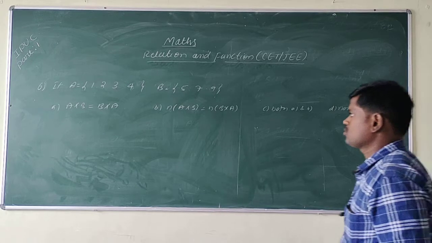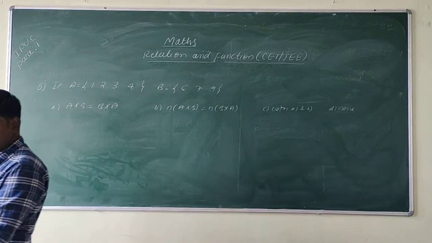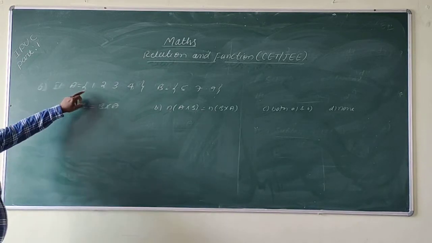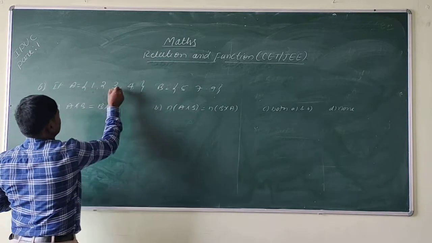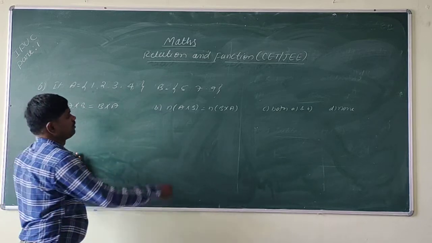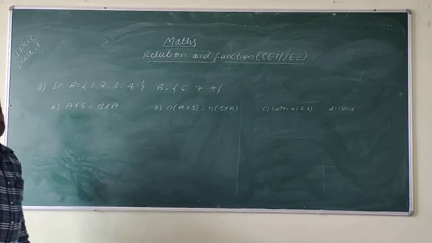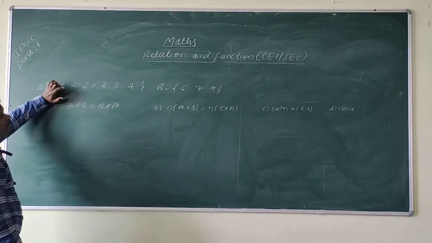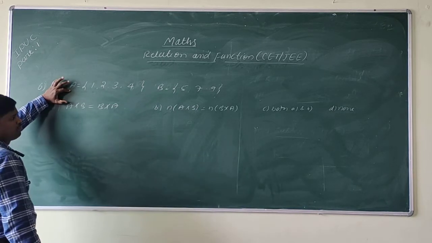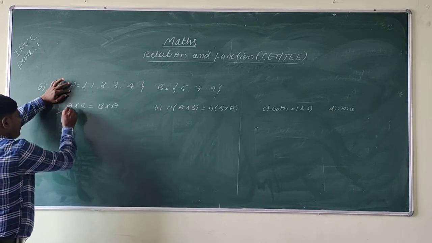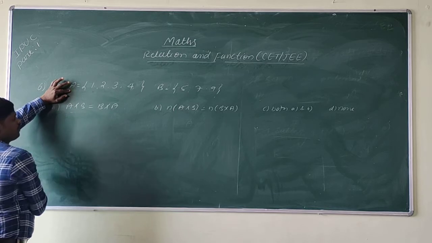So next, question number 6. If A is equal to {1, 2, 3, 4} and B is equal to {5, 7, 9}, then which of the following is the right answer? So we are to verify first option A, whether it is true or not.